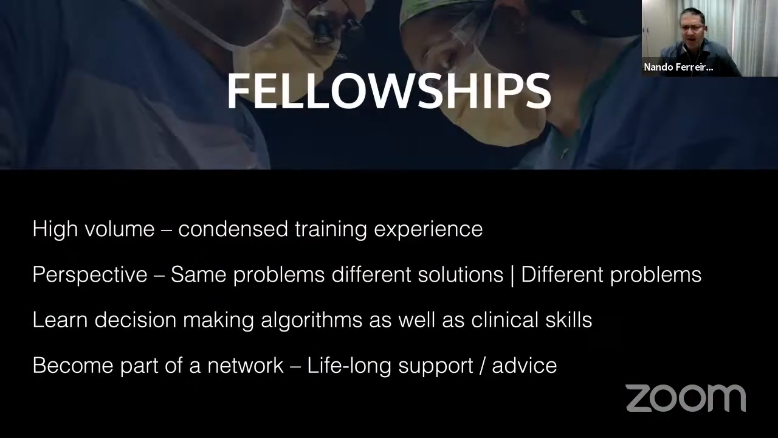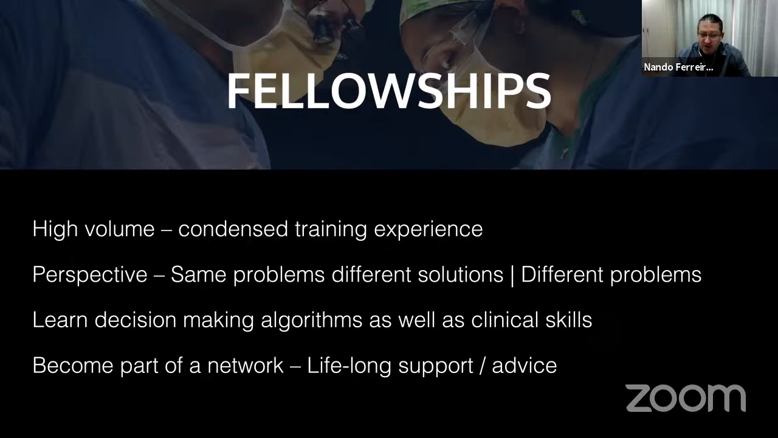So lastly, just to summarize, I think fellowships are vitally important, and there's so much value to them, to the fellows, as well as to the fellowship directors and environments where they are hosted. It should be a high volume area where there's a condensed training experience, so that lots of experience can be achieved in a very short period of time. The fellowship should provide perspective to fellows: the same problems that they might find in their own environments but with different solutions, and completely different problems that they haven't been exposed to previously and how those are addressed.